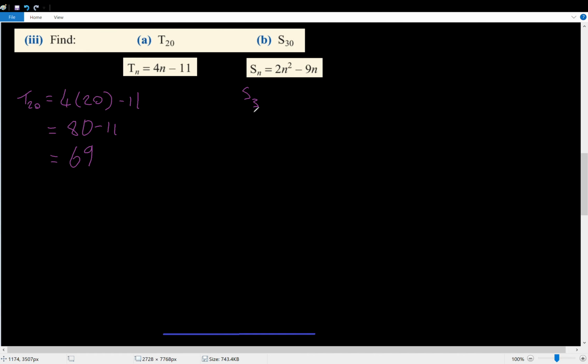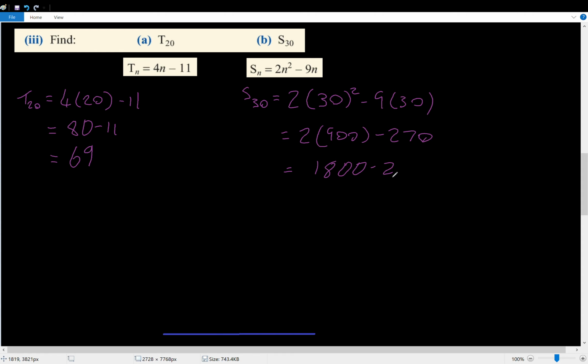And S30 is going to be equal to 2 times 30 squared minus 9 times 30, which is going to be equal to 2 times 900 minus 270, which is 1800 minus 270. So S30 is going to be equal to 1530. And that is that.